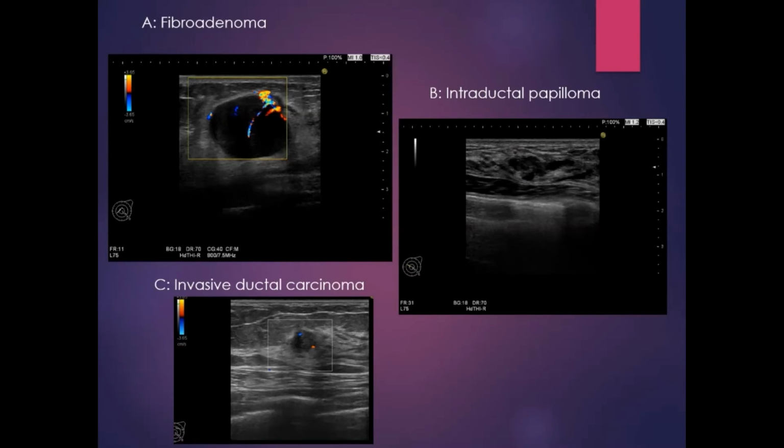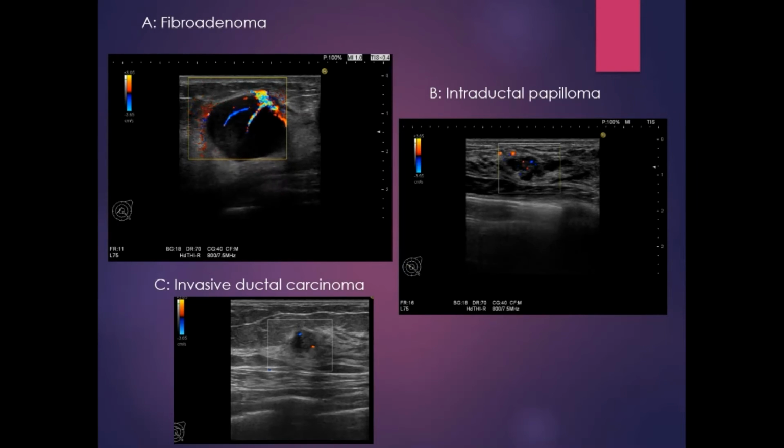A is the blood flow of fibroadenoma. It is hypervascular but monotone and smooth pattern. B is hypervascular intraductal papilloma. C is invasive ductal carcinoma with poor vascularity.